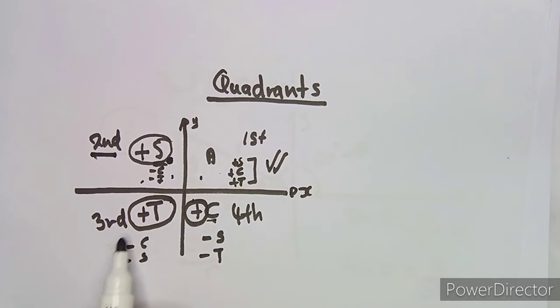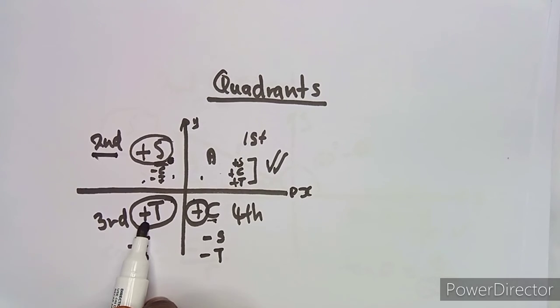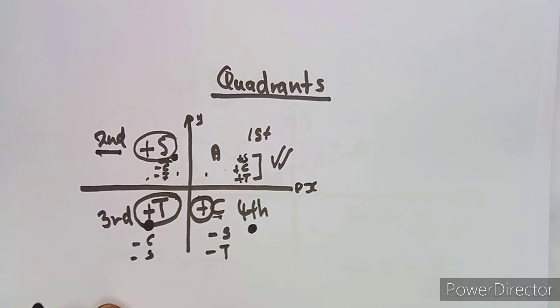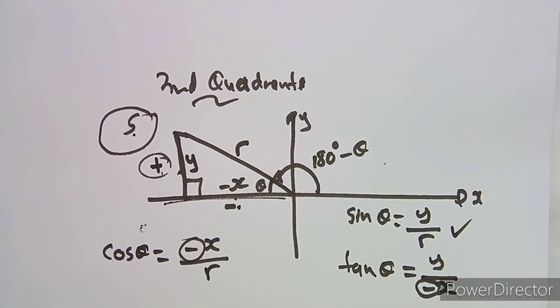So it's the same thing. Tan in the third quadrant is the only one which is going to be positive. Cos in the fourth quadrant is going to be the only one which is going to be positive. So how do I now draw the triangle in the third quadrant?